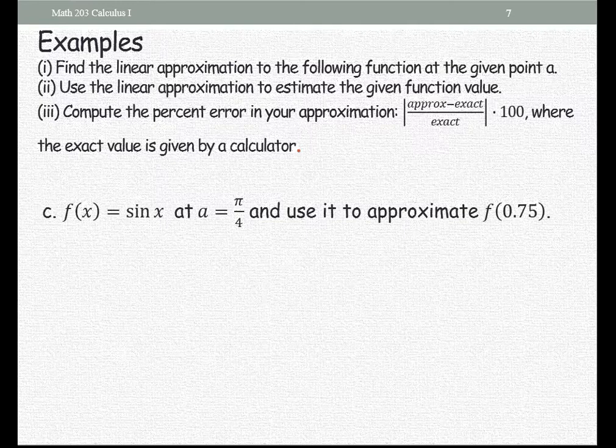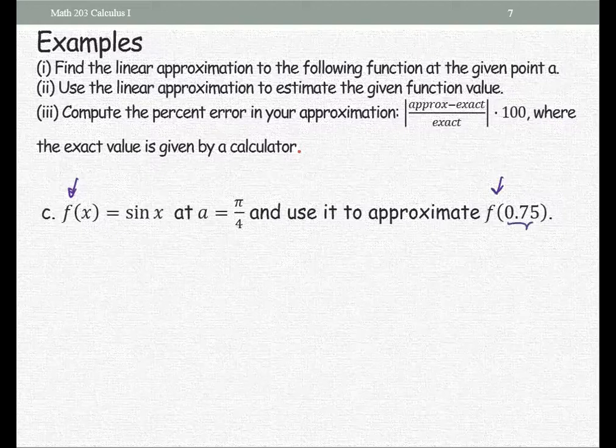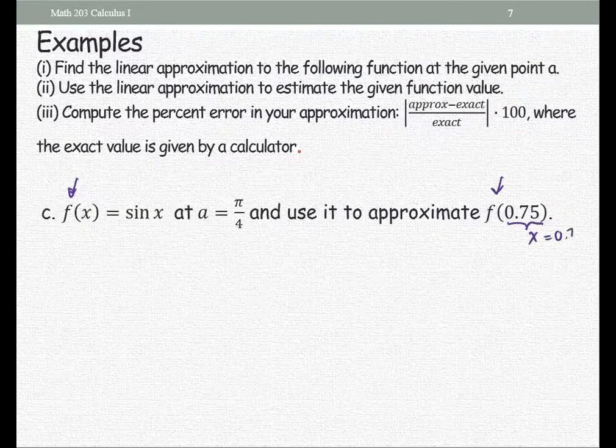at 0.75. See, it's not as tricky as the second problem that we just did. As for the function, it's in direct form for this problem. See the f and the f. So that means the x, 0.75, is the direct form for this example. Part 1, find the linear approximation.